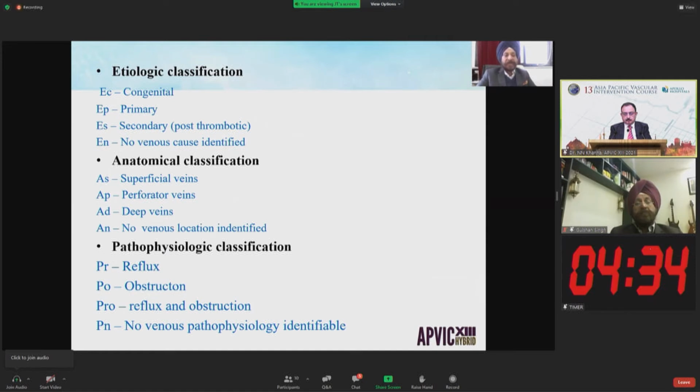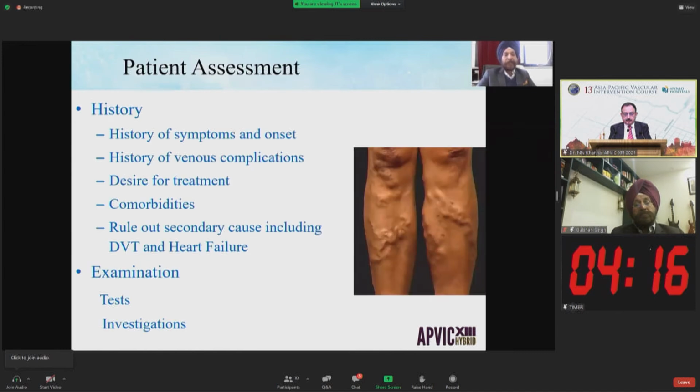Anatomical classification is AS superficial veins, AP perforator veins, AD deep veins. And pathophysiological classification is PR reflux, PO obstruction, and PRO reflux and obstruction.